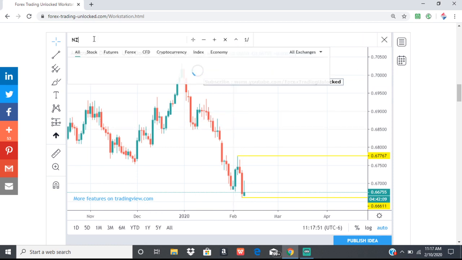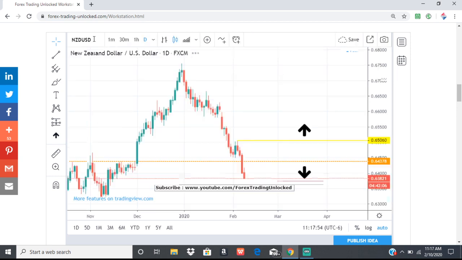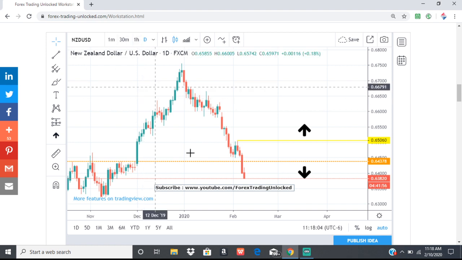Now we also have the New Zealand dollar, US dollar we want to take a look at. This is also in the Asiatic trade zone. As you can see, it's falling apart. It's hard pressed on its lows right now. That sort of caramel color brown pivot here is at 64.37.